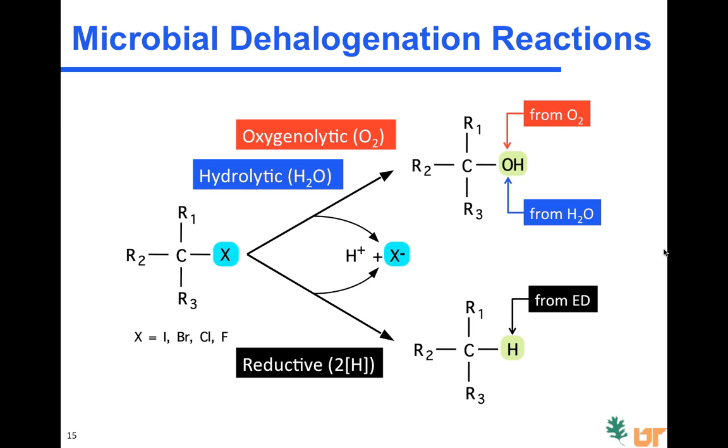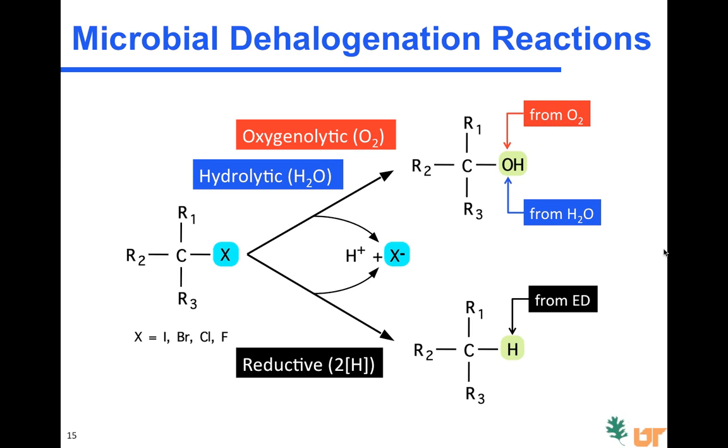So what you see on the left side is an organic compound. The X symbolizes a halogen. So it could be an iodine, a bromine, a chlorine, or a fluorine substituent. Obviously, we are focused on chlorinated chemicals, but what I'm saying here for chlorinated chemicals also applies to halogenated chemicals in general. So now, this carbon-halogen bond can be broken in different ways.